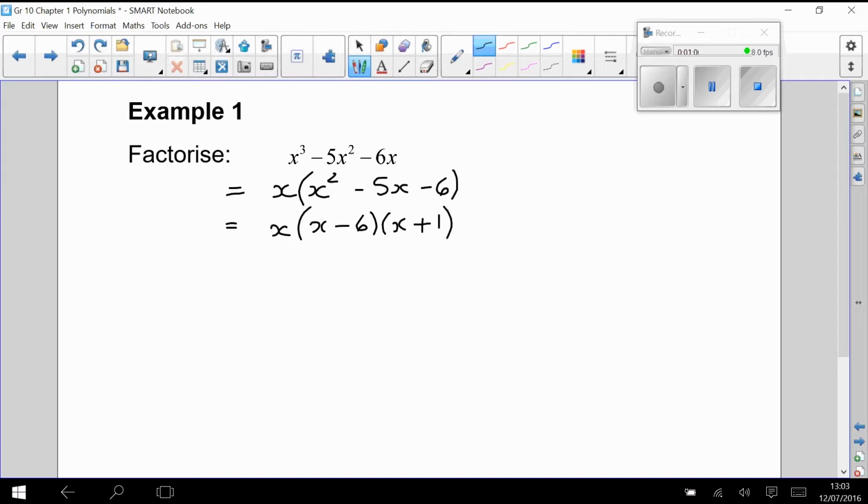Now you can see I have 3 very good factors. The first factor is x, the second factor is the bracket x minus 6, and the third factor is x plus 1. This is a fully factorized cubic expression.